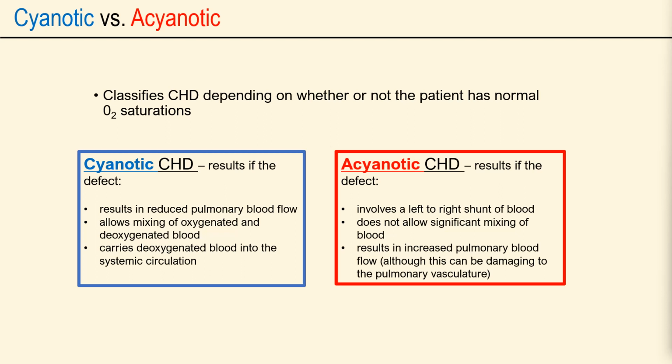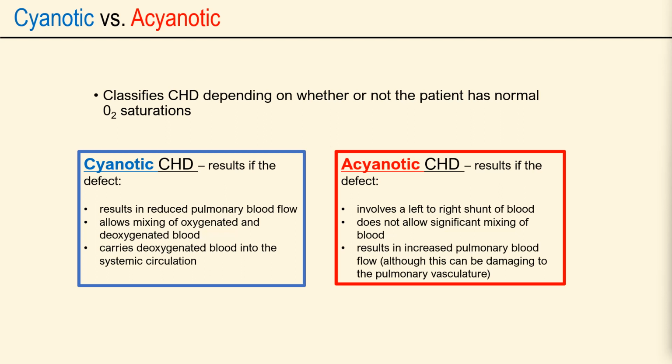This results from defects which allow reduced pulmonary blood flow, and if there is considerable mixing of oxygenated and deoxygenated blood, bringing the overall percentage of oxygenated blood down. This means that deoxygenated blood has shifted into the systemic circulation.